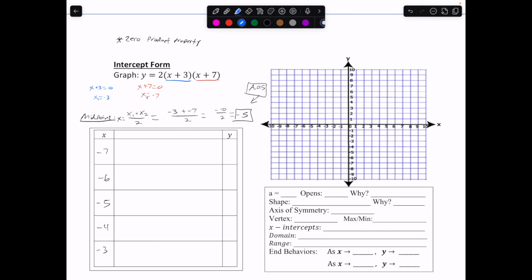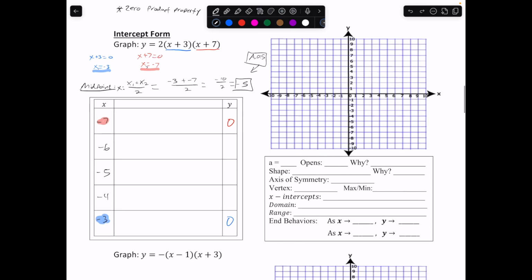Now something nice happens in intercept form. Notice that we already have the value of -3 right here, and we have the value of -7 right here. Since we set those parts equal to 0 earlier, we already know those y values will automatically be 0. And remember our pattern from standard form: the first and the last value should be the same. That holds here. So that lessens our work, and we only need to check -6, -5, and -4.